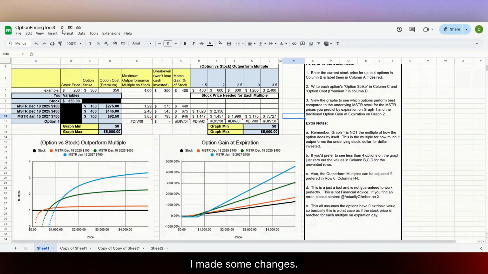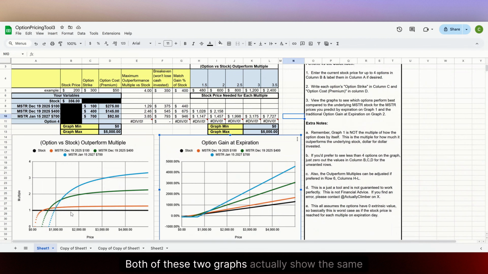All right, I made some changes. This is version 3 now of this option pricing tool. It's only for long call options. Doesn't really work great for short strategies or ones where extrinsic value matters because I'm only looking at the intrinsic value, the value at expiration.